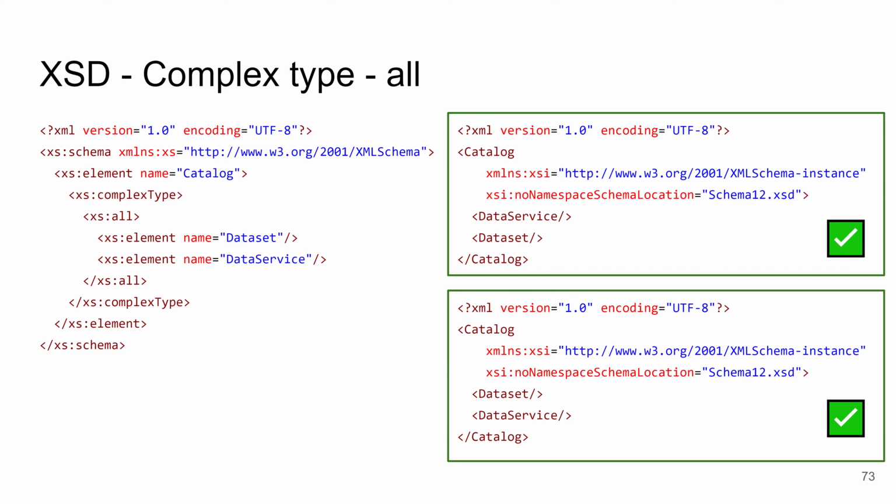And the third content model that you may use is the all model, which says that actually the sequence of elements is not ordered, which means that dataset and data service elements can or need to be present in the document, but they can be present in any order, which is a difference from sequence where they needed to be present in the prescribed order. So both instances here are valid, both the one where data service is first and the one where dataset is first.